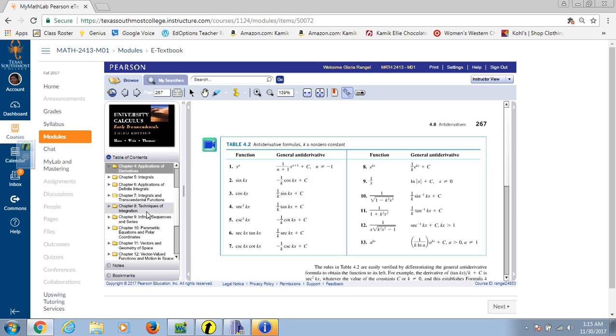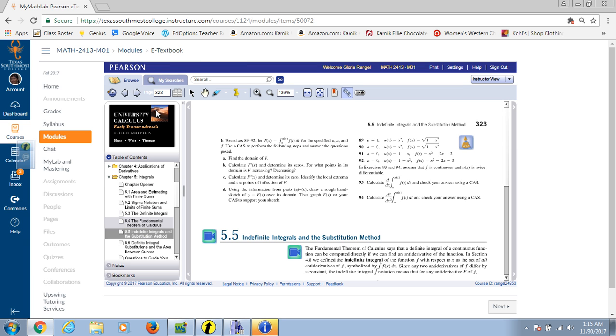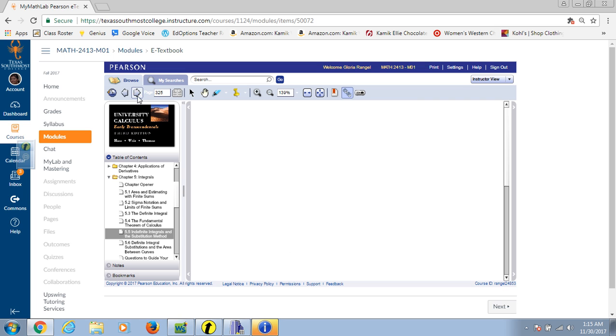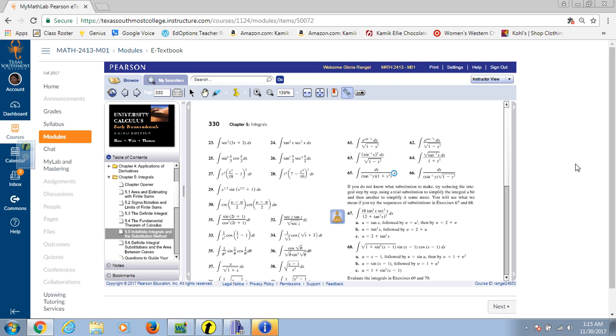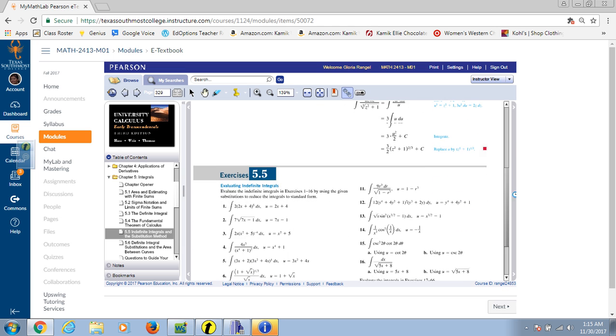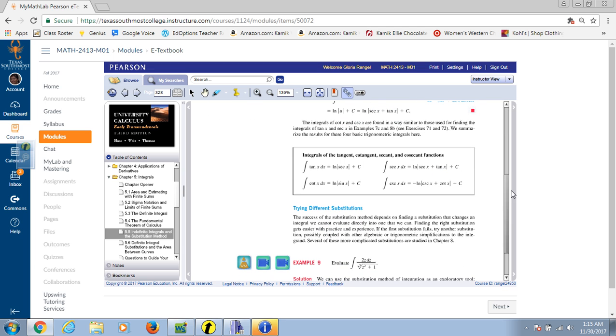At the end, the book also has, in the section we're going over right now, 5.5, this set of formulas for integration. It's actually right here. So the integrals of cotangent x, cosecant x are found in a way similar to those used for finding the integrals of tangent x, secant x in example 7. Next, okay, we summarize the results.